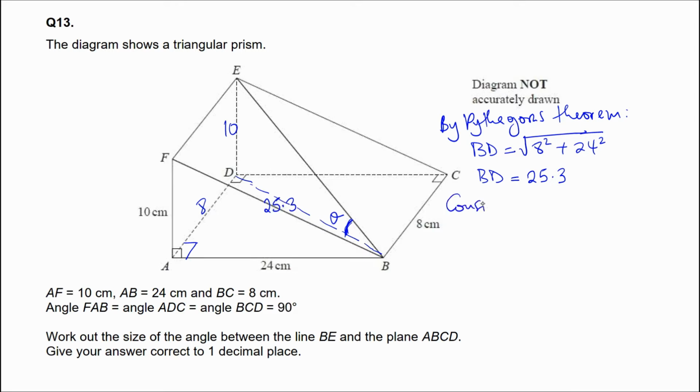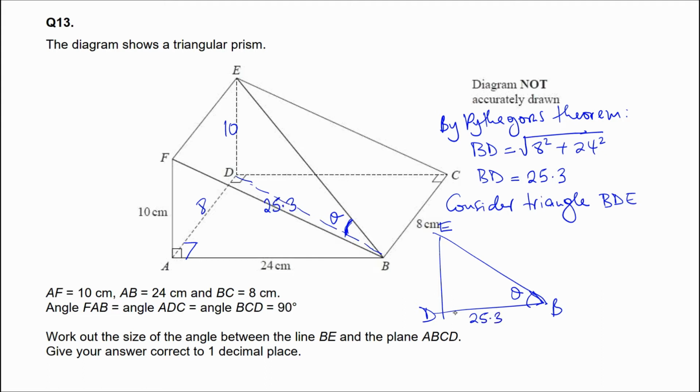Now at this point you can consider this triangle here. So consider triangle BDE. Now if you look at that triangle, it looks something like this. Okay, so that's the angle, and we have D here, B here, and E here. That's our theta. This is 25.3, and that's 90 degrees. This is 10. So we can use this idea to work out the angle.